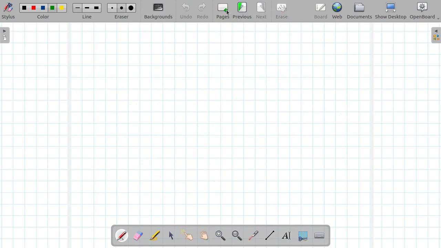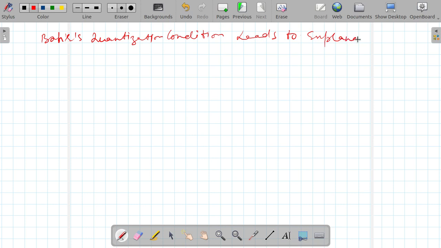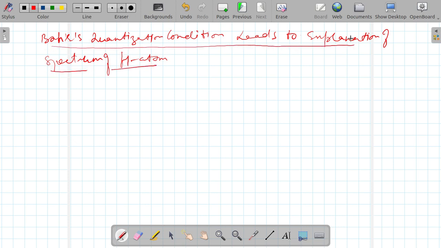Next, I will talk about Bohr's quantization condition. Bohr's quantization condition leads to the explanation of the spectrum of the hydrogen atom. So let us talk about that in detail.